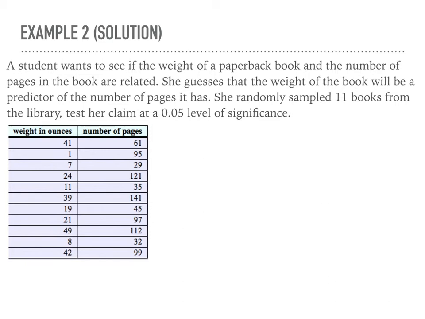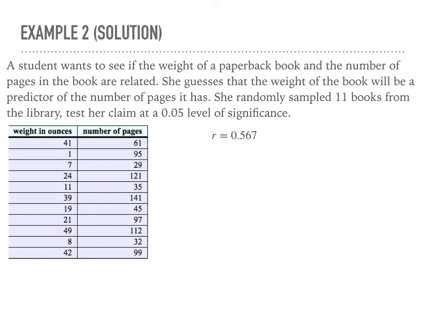A student wants to see if the weight of a paperback book and the number of pages in the book are related. She guesses that the weight of the book will be a predictor of the number of pages it has. She randomly selects 11 books from the library, tests her claim at a 0.05 level of significance. We would enter each list into a list in our calculator. So list 1 is weight in ounces, list 2 is number of pages. We would find that r equals 0.567 when we perform the Lin-Reg t-test.